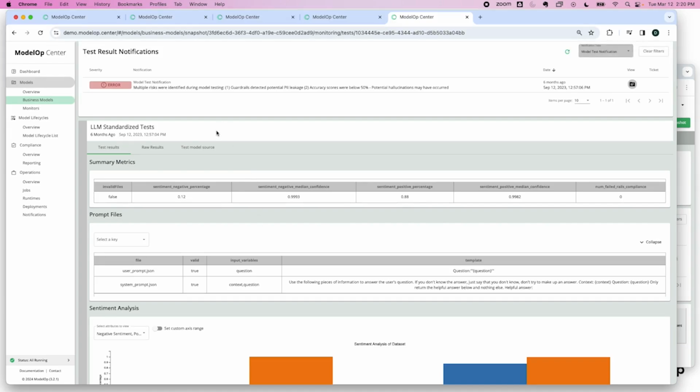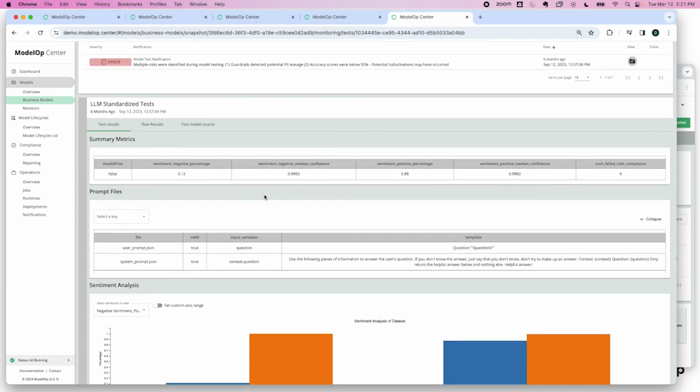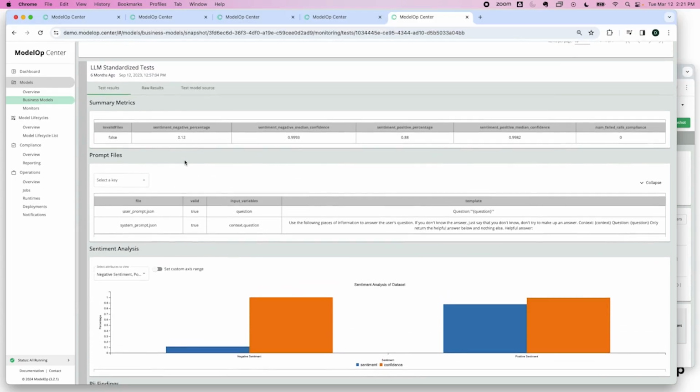If we go back to my use case here around the LLM, we ran that series of tests in ModelOp Center and we noticed a couple of risks that we identified. One, that the guardrails detected potential PII leakage, and also the accuracy scores were below 50%, where in the LLM world, they call those hallucinations that could have occurred. But ultimately, as I mentioned, we are actually running these tests. We're producing results from a variety of different aspects.